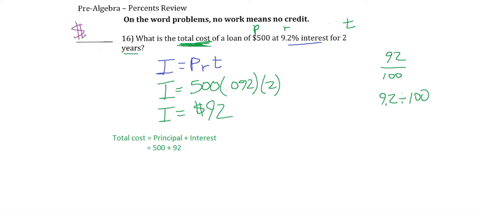So again, make sure you're answering the question. The question could have been how much interest. If the question was how much interest, then we go boom right there, $92. But the question was total cost. So read carefully, think critically, make sure you have answered the question being asked.